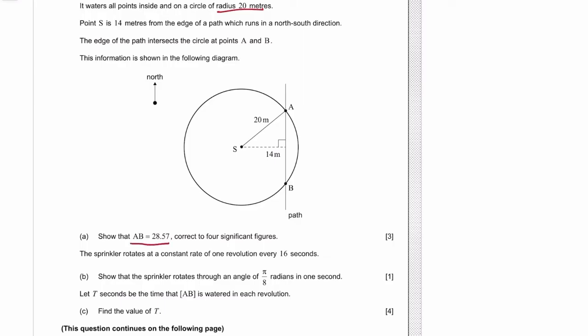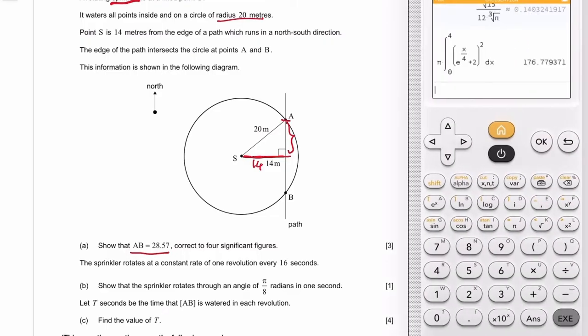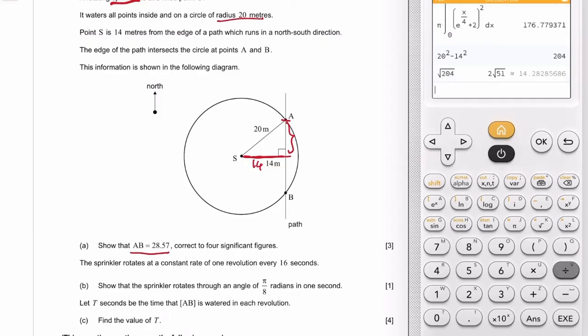It's probably just Pythagoras, because wait, where's the 14? S is 14 meter from the edge of the path. I think this is 14, point S. Yeah. So I can use Pythagoras to find this part, which is 20 squared minus 14 squared, and then root it, and then times 2, and that's indeed what they have.